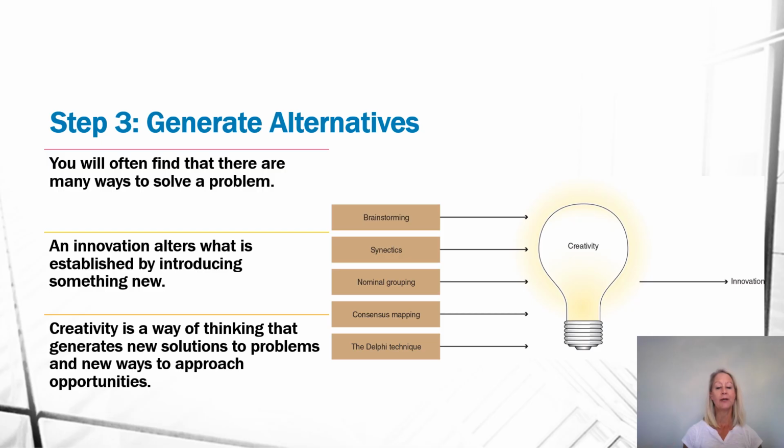Creativity is about coming up with new ideas, but they are useless if they are not implemented through innovation. And innovation alters what is established by introducing something new. Two classifications of innovation are product innovation, which is new things including products, and process innovation, which is new ways of doing things. Creativity is needed, but it is essentially useless if it's not implemented.